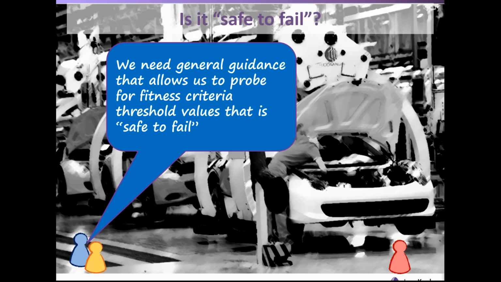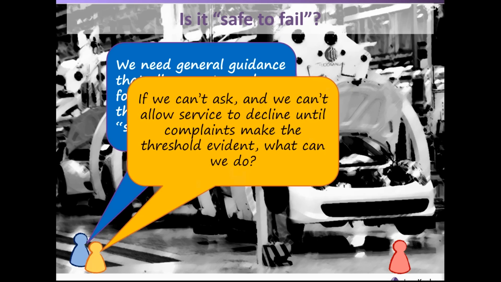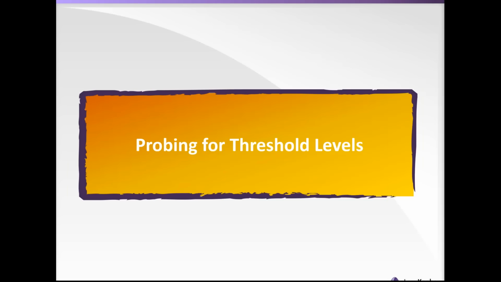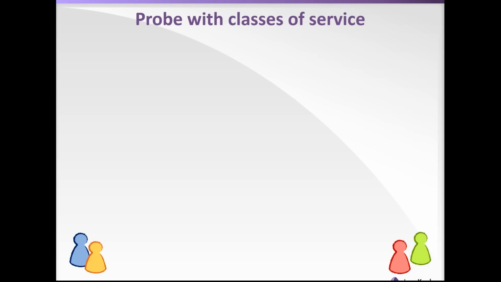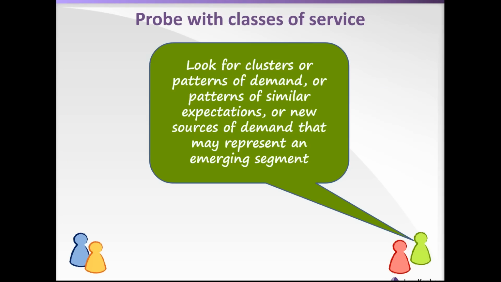So we need some general guidance that we'd consider to be safe to fail, a way of probing for fitness criteria and the correct KPIs in a way that doesn't damage our reputation. If we can't ask and we can't allow service to decline until complaints make the threshold evident, what can we do? So probing for threshold levels. We can probe with a class of service. Look for clusters or patterns of demand or patterns of similar expectations from customers or new sources of demand that might represent an emerging segment.